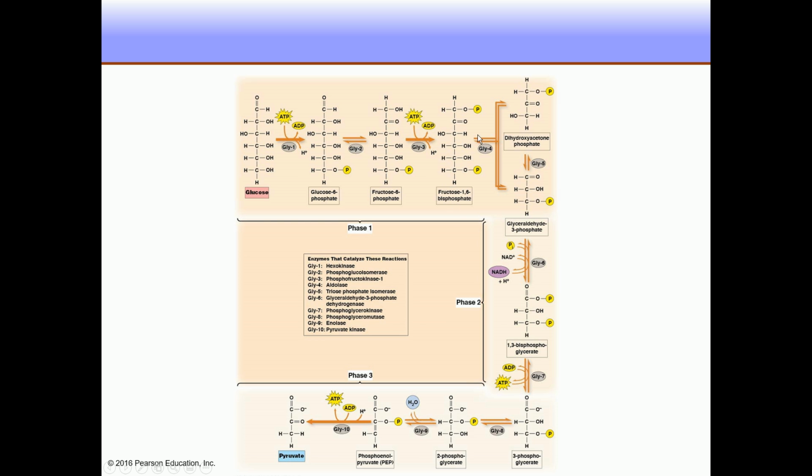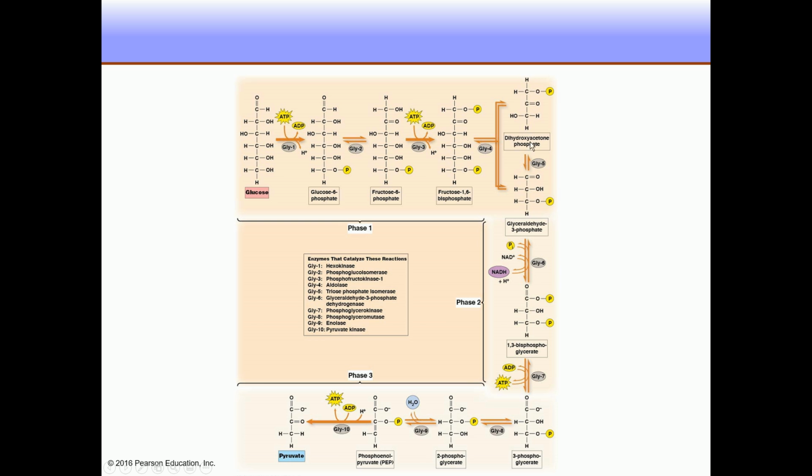Now here fructose 1,6-bisphosphate has 6 carbons. This is going to be cleaved and converted into 2 compounds. One of them is called dihydroxyacetone phosphate, another is glyceraldehyde 3-phosphate. Each has 3 carbons. So fructose 1,6-bisphosphate, which has 6 carbons, is converted into 2 compounds which have 3 carbons each, and this reaction takes place with the help of the enzyme called aldolase.